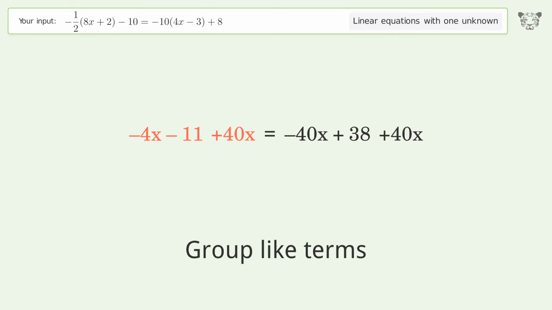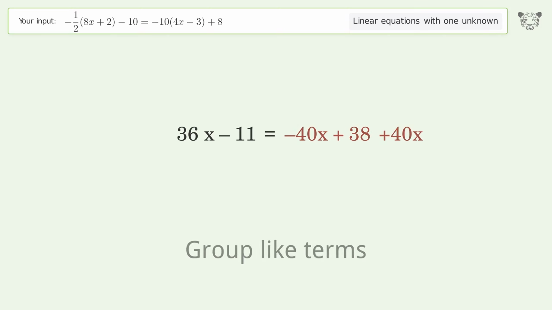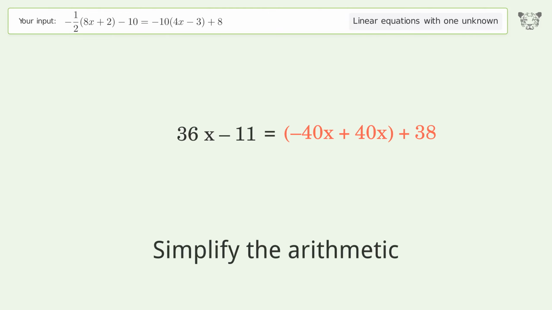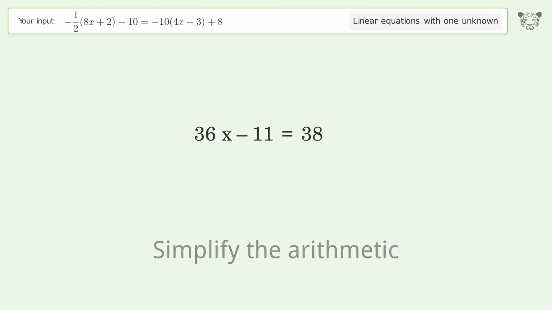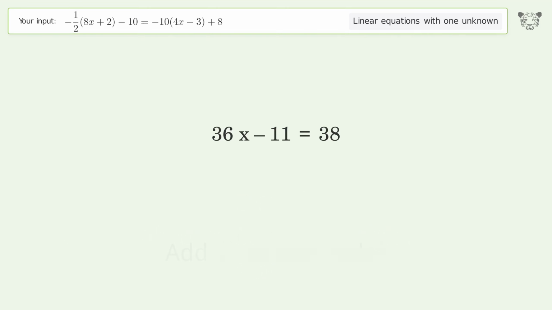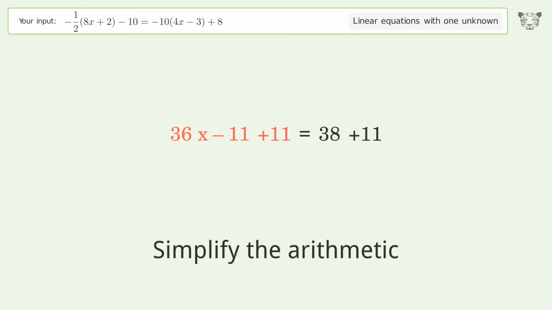Group like terms. Simplify the arithmetic. Group like terms. Simplify the arithmetic. Group all constants on the right side of the equation. Add 11 to both sides. Simplify the arithmetic.